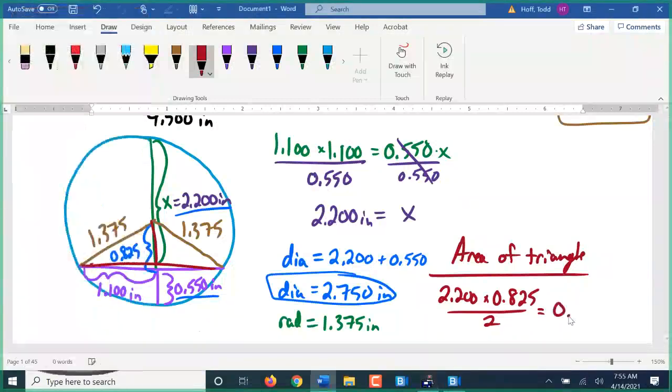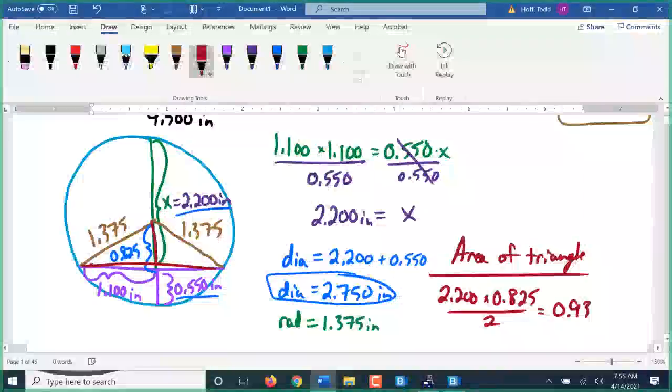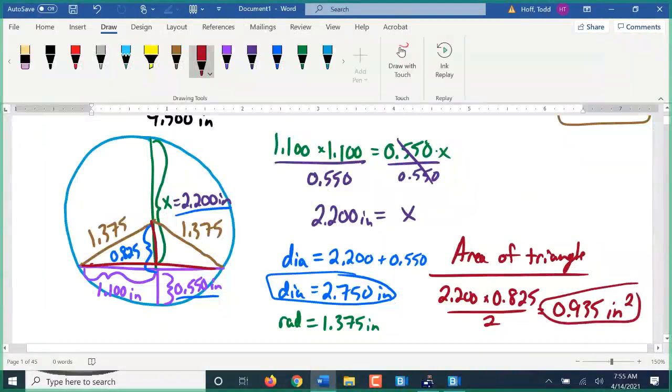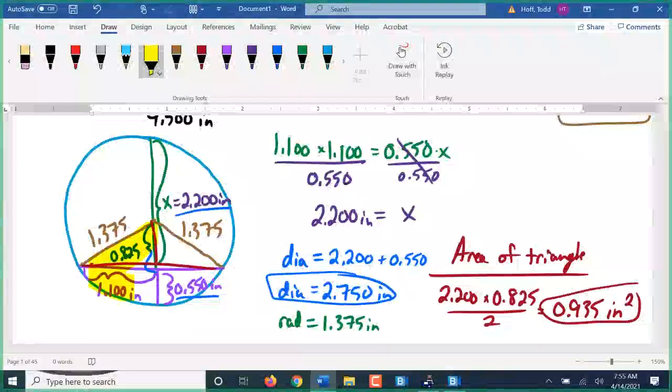Here's 0.935 square inches. That's the area of the triangle that has to be taken out. I also need the area of the whole sector. What piece of information do I still need before I can find that? I need this angle. How am I going to find that angle?